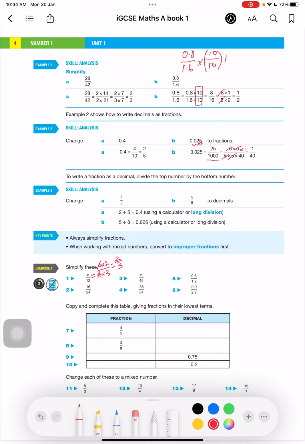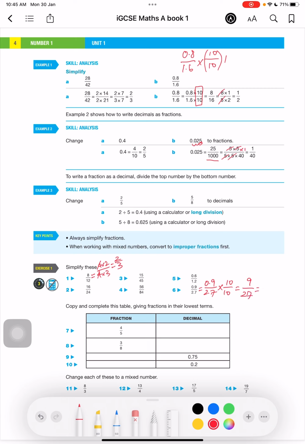Let's try something slightly harder with question 6. So remember, 0.9 over 2.7, this is technically in decimals of tens. So the first thing you do is to convert this to a fraction without decimal points. So basically you will take 0.9 over 2.7 multiplied by 10 over 10, which technically is 1, so you're not changing anything. This gives you a value of 9 over 27.